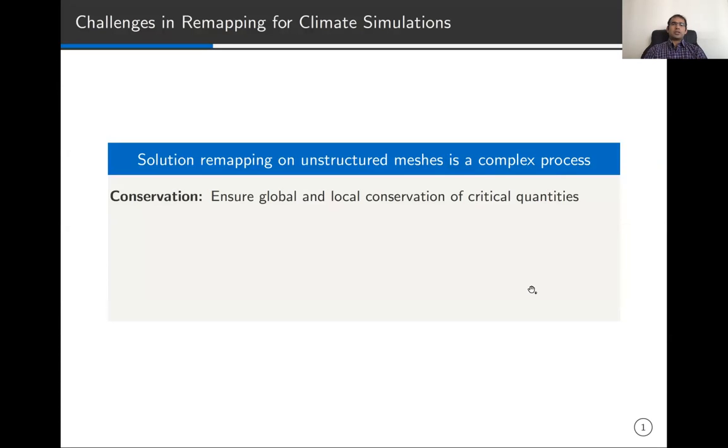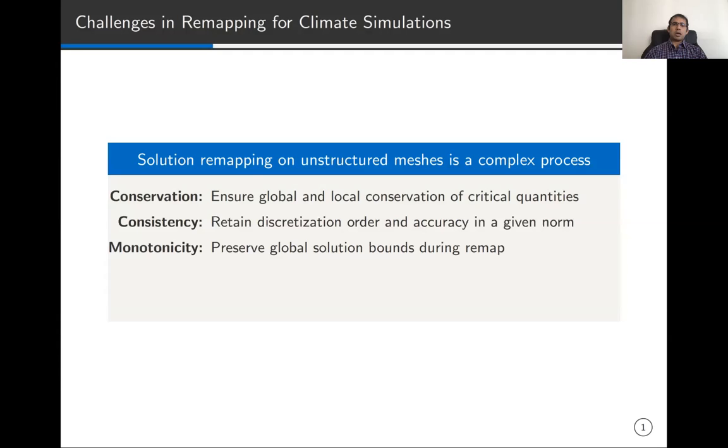So there are several challenges in accurately doing solution transfer between unstructured grids. And it's, of course, a complex process. And in the process, we need to ensure several critical quantities. One is conservation, so both global and the local sense of fluxes, for example. And the next is consistency. Can we retain higher order accuracy when projecting the solution from one grid to another? And the next is monotonicity. Can we preserve the global bounds of the solution during this remap process?